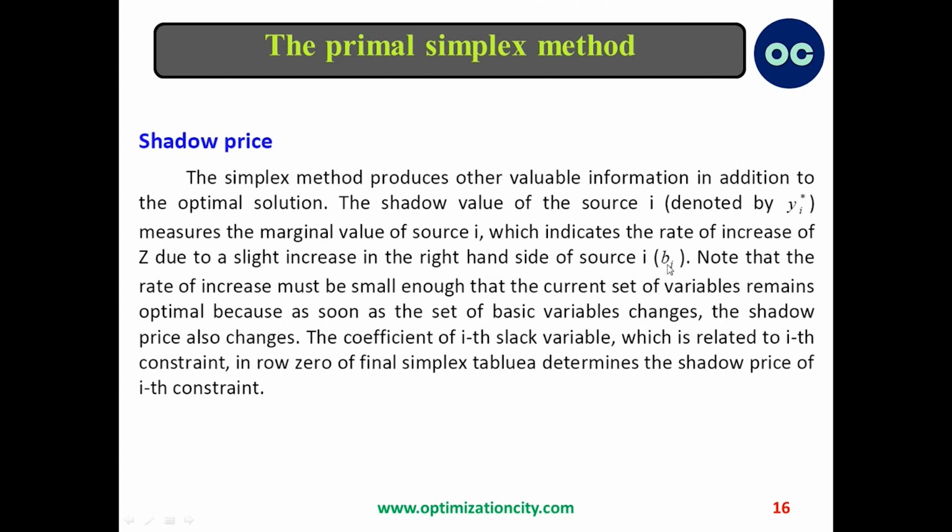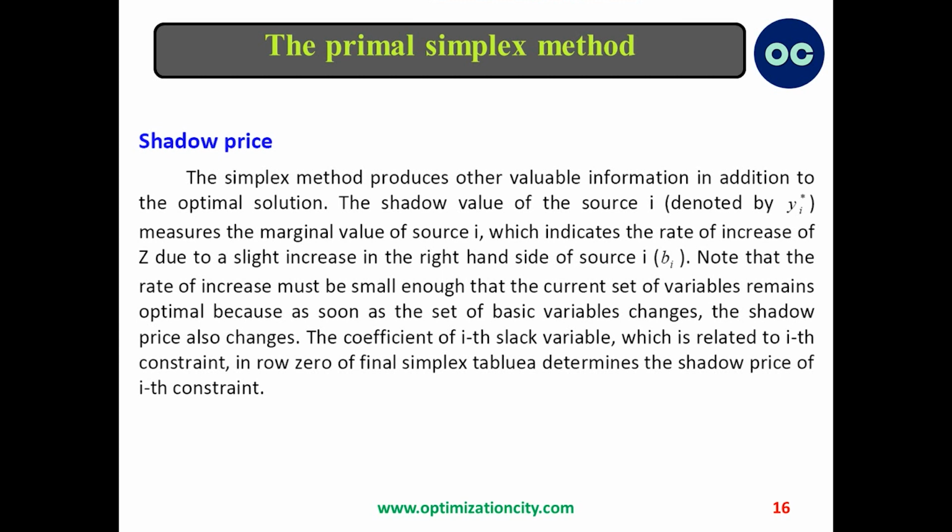However, the rate of increase must be small enough to maintain the current set of basic variables as optimal, because any change to the basic variable will also change the shadow price. So the shadow price of the ith constraint is determined by the coefficient of the ith slack variable of that constraint in row 0 of the final simplex table. So we can find the shadow price by doing this.